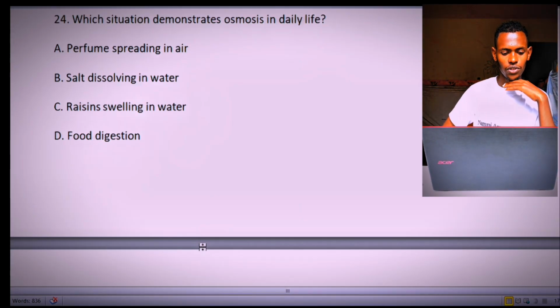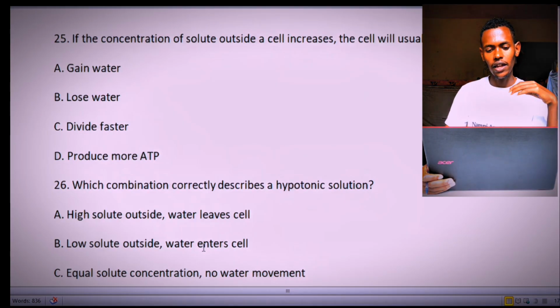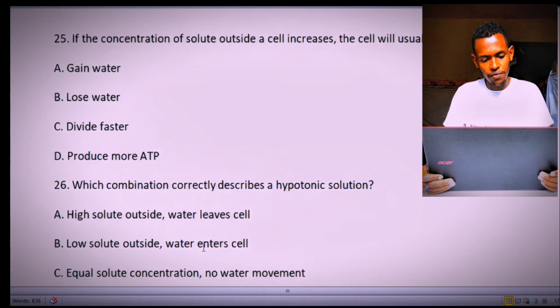So let's go into the 25th question. If the concentration of a solute outside a cell increases, the cell will usually A. Gain water. B. Lose water. C. Divide faster. D. Produce more ATP.